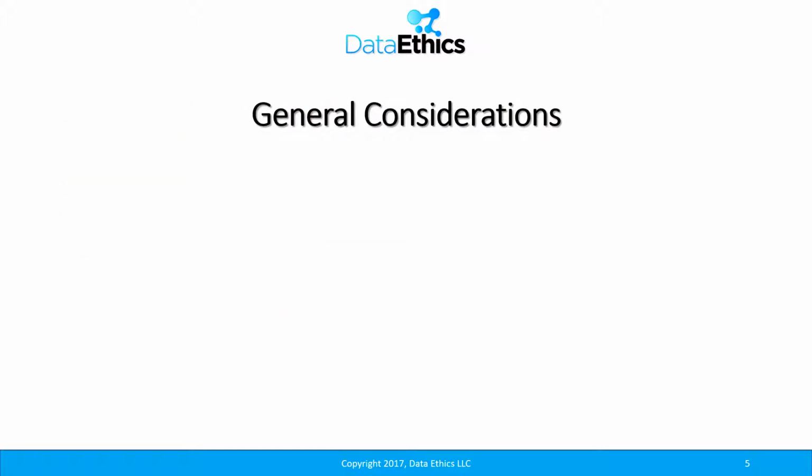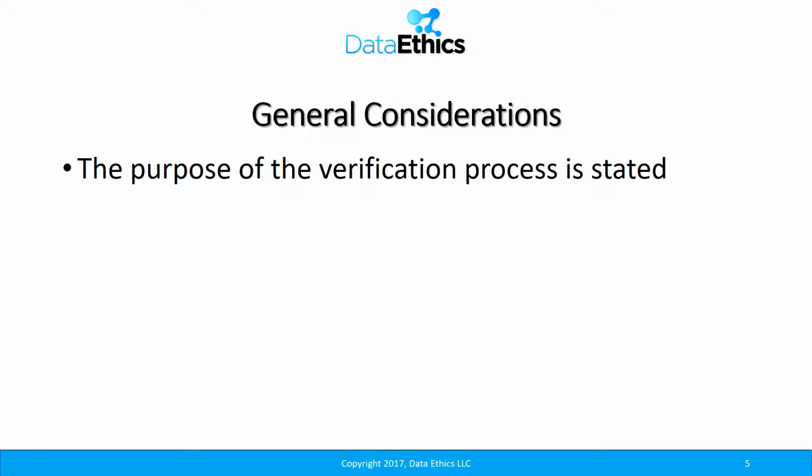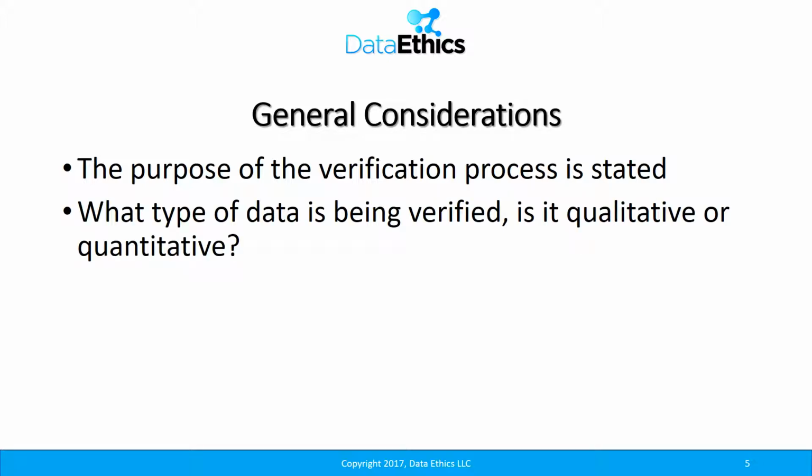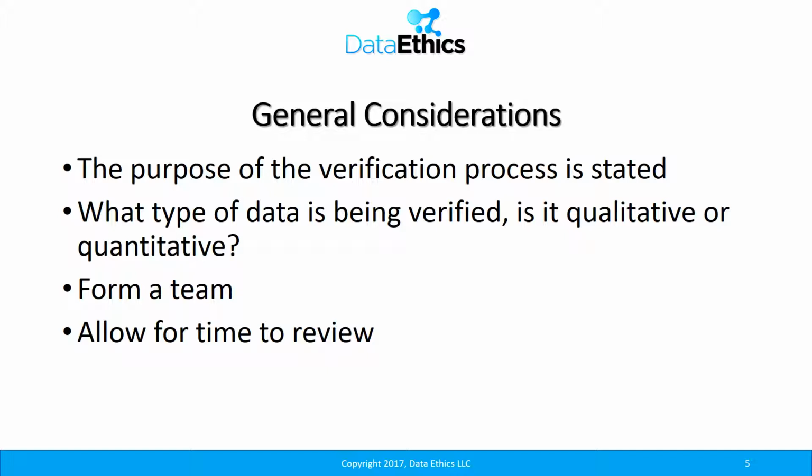After the introduction, the checklist is divided into three parts that help focus team members who would be participating in the data verification process. The first section, General Considerations, highlights components that would be helpful in any verification process. These include making sure that the purpose of the verification process is stated, thinking about what type of data is verified. Is it qualitative data or quantitative? That you've formed a team, and thinking about the talent that's on that team, making sure it's balanced, and allowing time for sufficient review of the information to be verified.